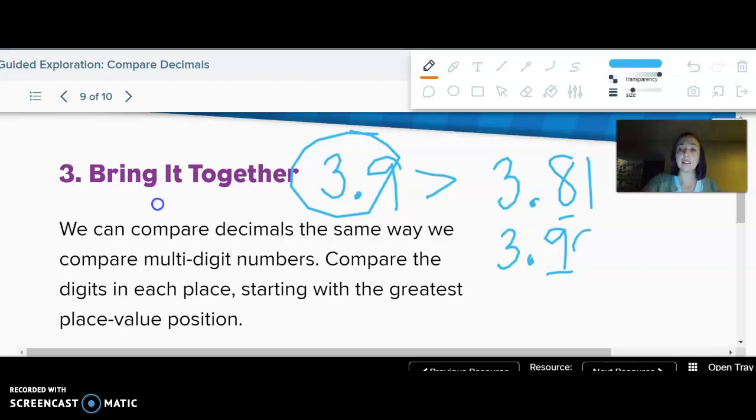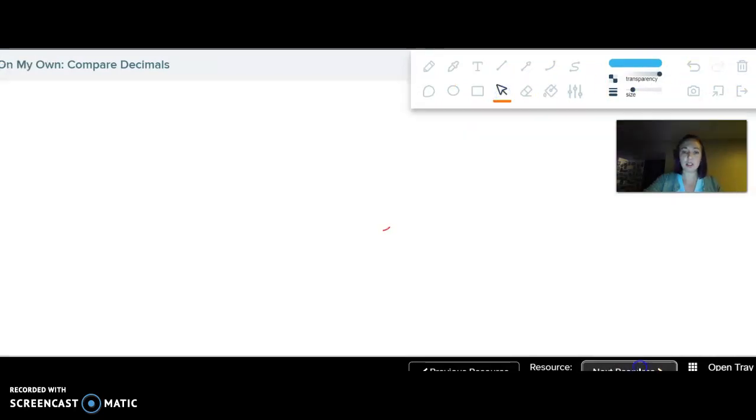So if you add a 0 at the end to make them the same length, that can help our brains, because then we can say, oh, 90 is bigger than 81. 90 hundredths is bigger than 81 hundredths. So that's how I can tell which one is bigger. So either line them up and go by the place, or add zeros to make them the same length, and then that helps. All right, now let's do some practice.